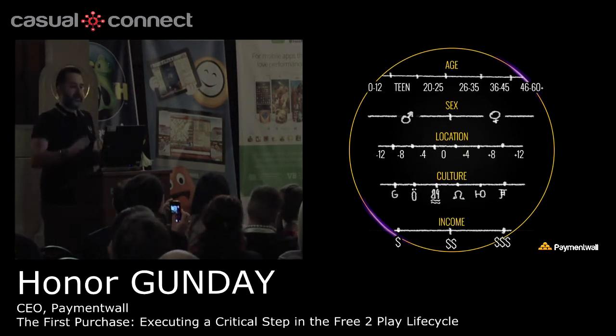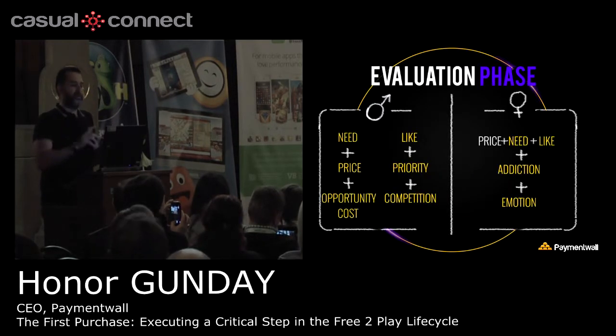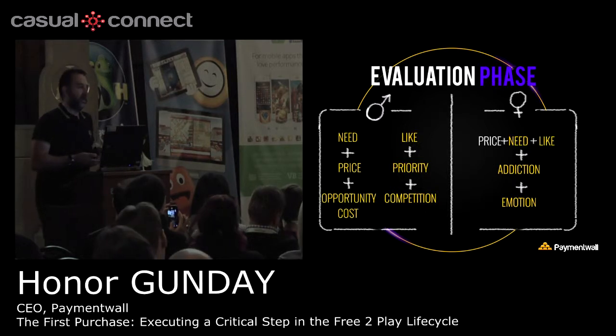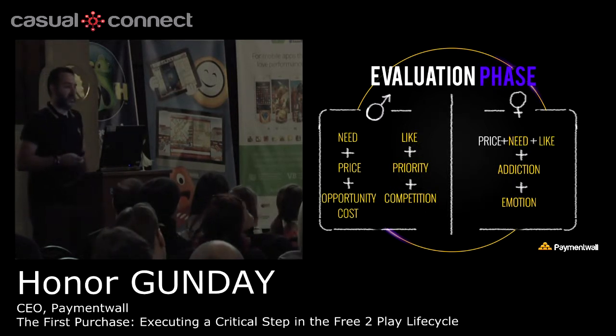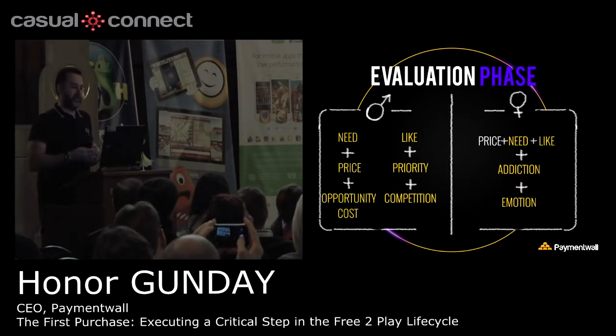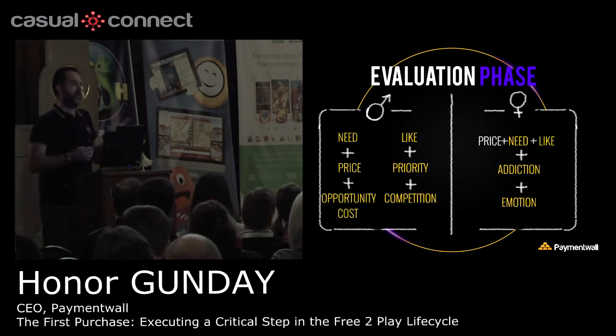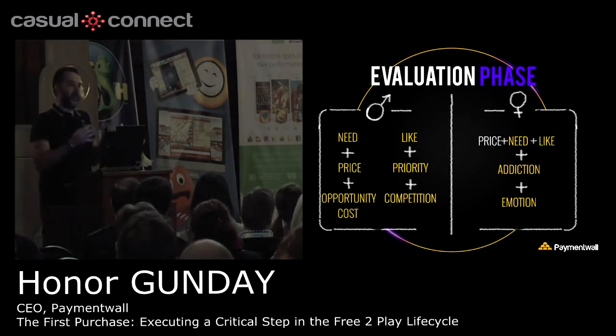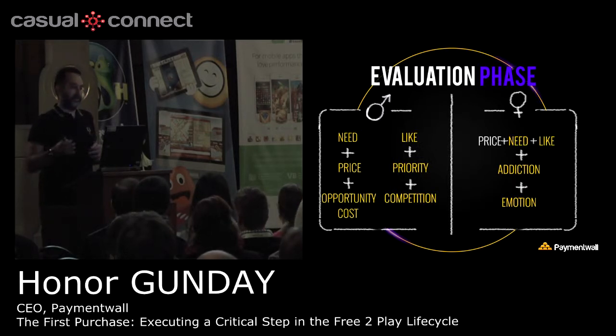In the evaluation phase, let's go in detail for the male mind versus the female mind. This is based on some theory that the male mind evaluates a purchasing decision a little differently from the female mind. So the male mind thinks about their need. Do I have a need for this product? And then they look at the price. Is the price logically priced according to the need that I have? And then they look at the opportunity cost. If I buy this, what else can I not buy?